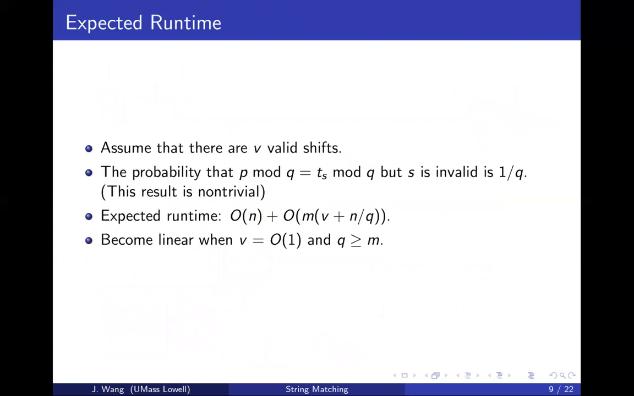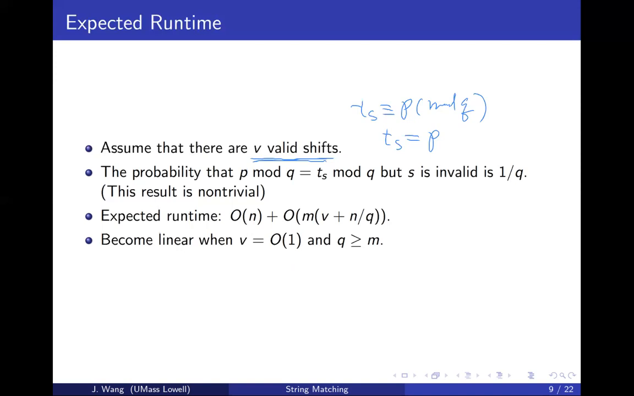Let's look at the average running time or expected runtime. So assume that there are V valid shifts. So that means this V is the ones where TS is congruent to P mod Q, so they are valid. So now we need to compare whether their original strings are the same, right? So assume we have V many such pairs, okay?